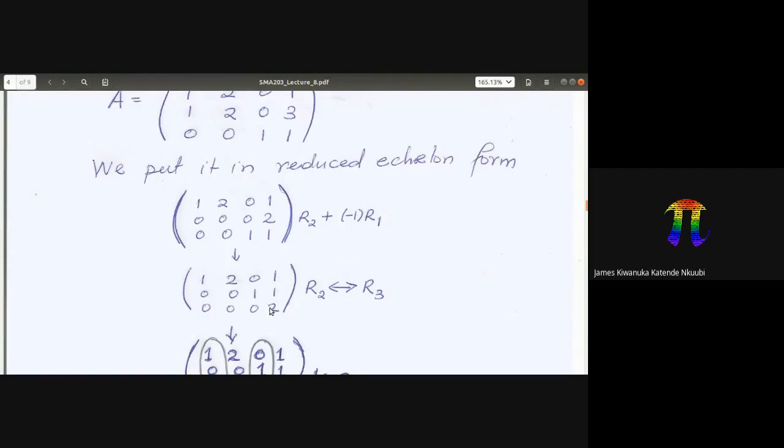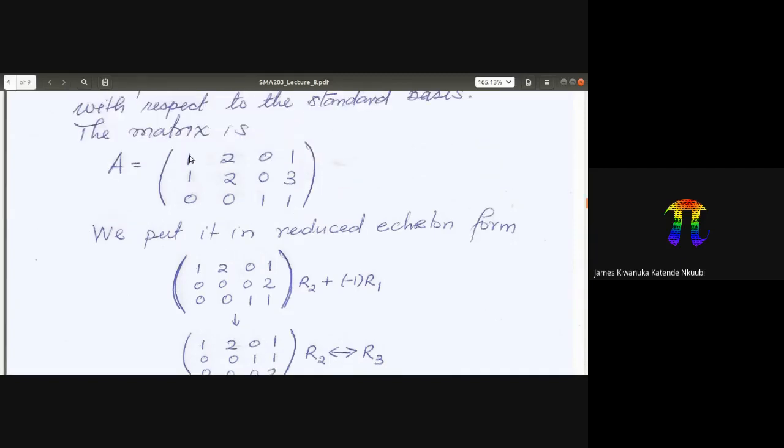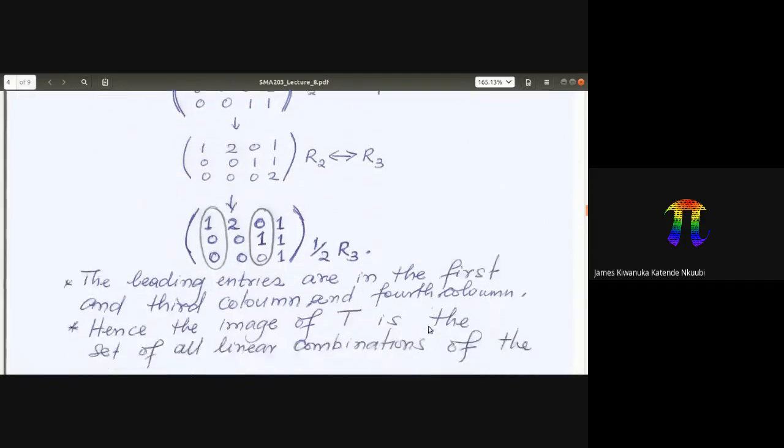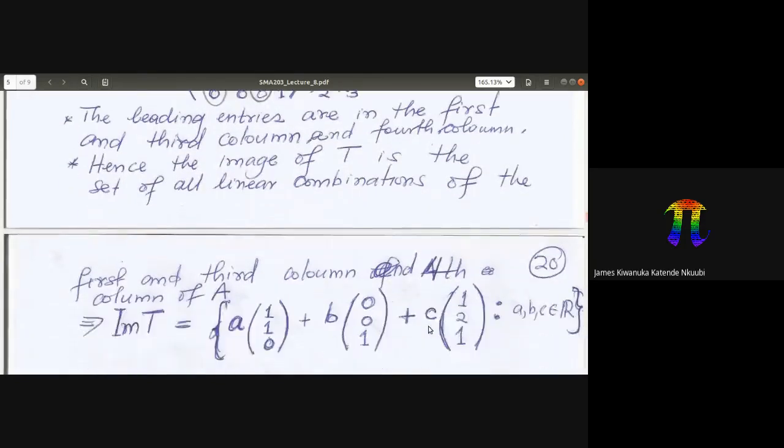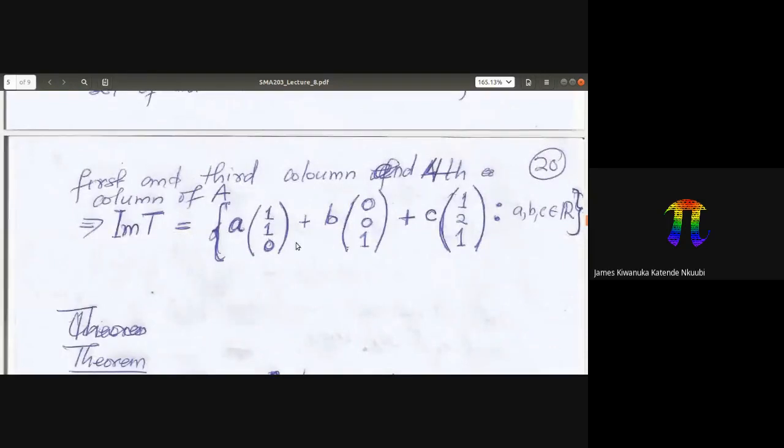There's a leading entry here as well. So it's the first, the second, the first, the third, and the fourth. So that means we pick these three vectors, (1, 1, 0), (0, 0, 1), and (1, 3, 1). Those three vectors would give us a basis for the image.